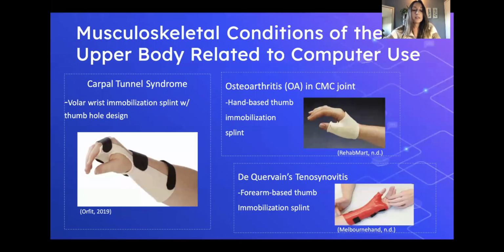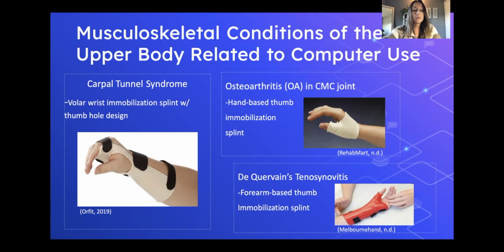Excessive computer use can be linked to musculoskeletal conditions in the upper body. Three common conditions related to computer use are carpal tunnel syndrome, osteoarthritis in the CMC joint, and de Quervain's tenosynovitis. Carpal tunnel syndrome is developed from a pinched nerve in the wrist, specifically the median nerve. It can lead to numbness, tingling, and pain in the thumb, index, middle, and half of the ring finger. This occurs when the wrist is bent for a prolonged period of time, for example, when using the keyboard at your computer. Occupational therapists can address carpal tunnel syndrome through stretching and splinting.